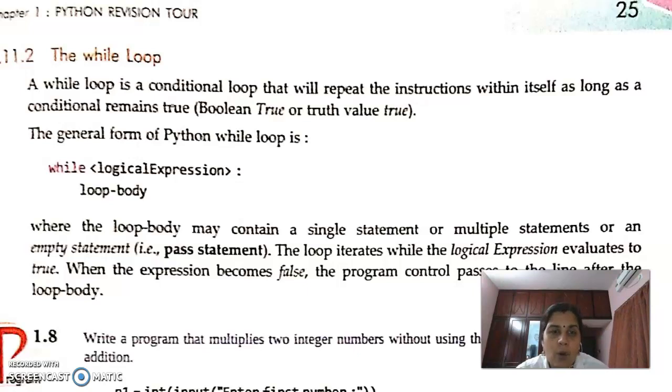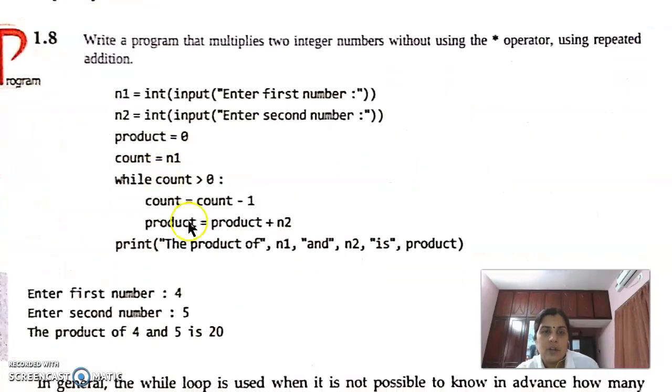Next is while loop. It is also similar to for loop, but here we will not use the range function. That's why we have to increment the value inside the while loop. While's format is while logical expression colon, then loop body. So in this example, here is a program that multiplies two integer numbers without using the star operator, using repeated addition. That means multiplication is done by repeated addition. Division is done by repeated subtraction.